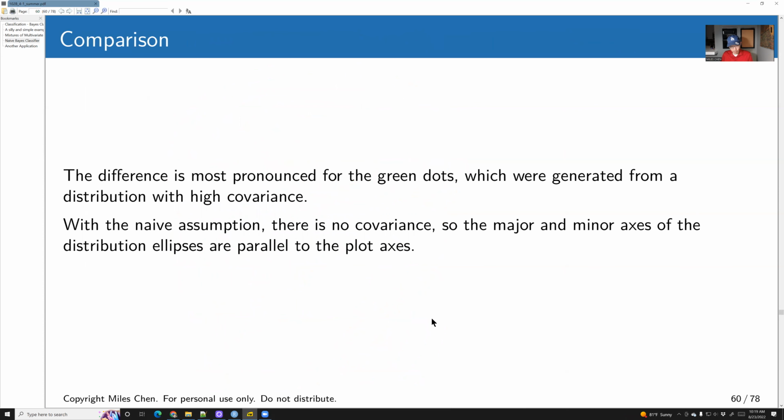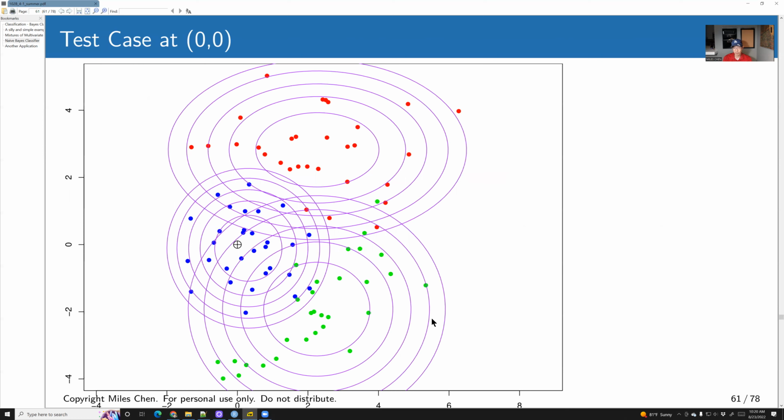So this is what I have. I wrote the difference is most pronounced for the green dots, which were generated from a distribution with high covariance. But here with the naive assumption, there's no covariance, and so the shape is quite different.